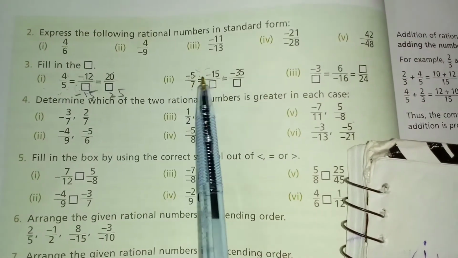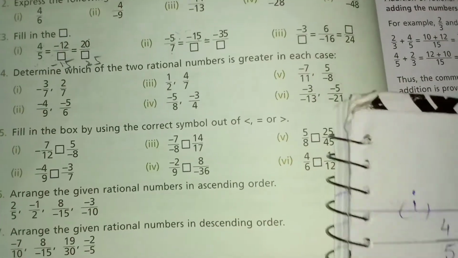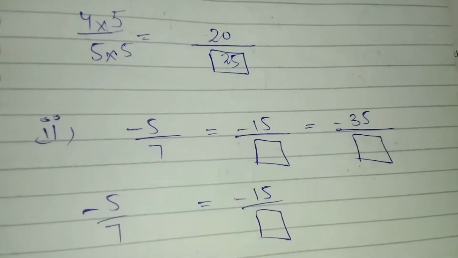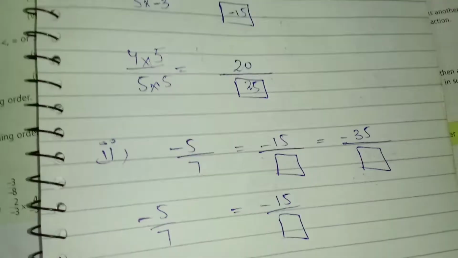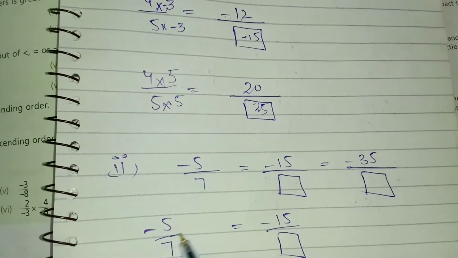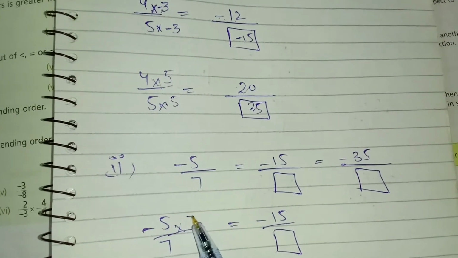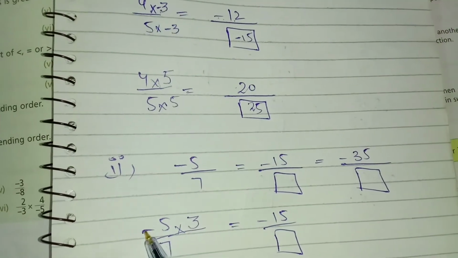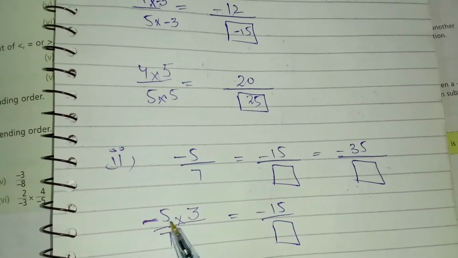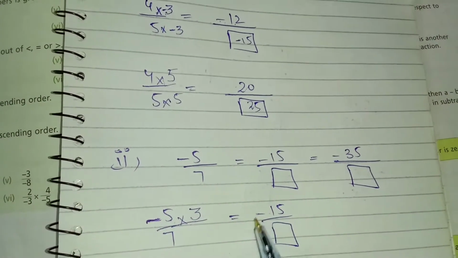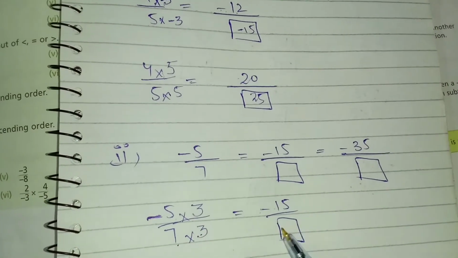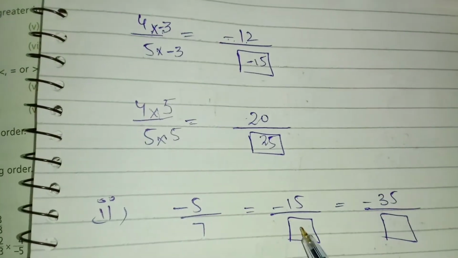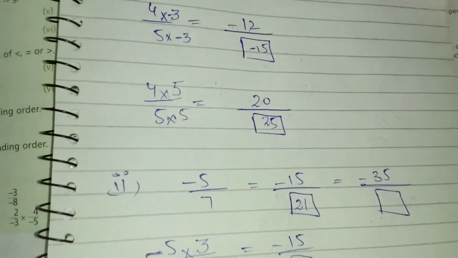Now part number 2. We have to convert minus 5 into minus 15. So we have to multiply it with positive 3. So the sign remains constant. Means 5 3s are 15, minus sign as it is. So we have to multiply by 3 in the denominator also. 7 3s are 21. So first box is replaced by 21.